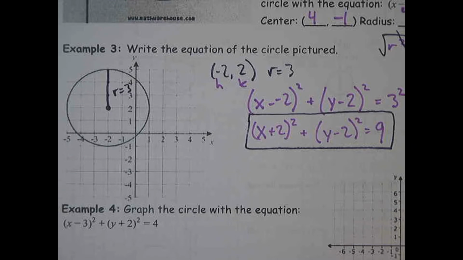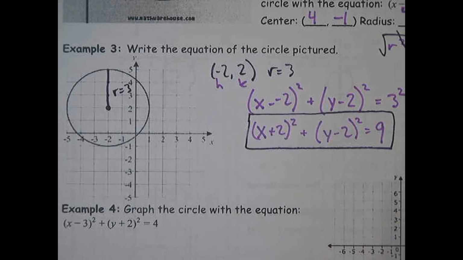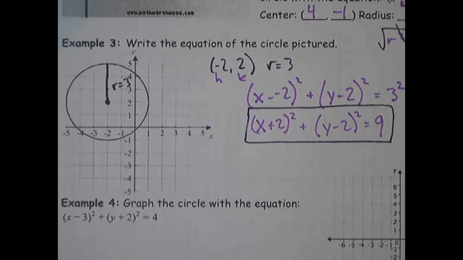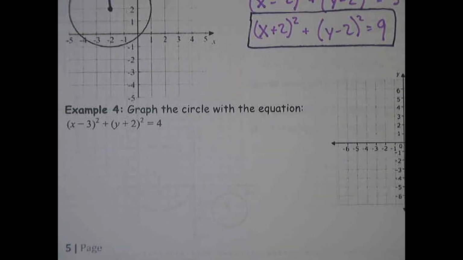Okay. So that's another thing that we can do. If we're given a circle, we can find the center and the radius and use that to make our equation. All right. Last one, example 4. Graph the circle with the equation (x minus 3) squared plus (y plus 2) squared equals 4. So this is a lot like example 2, where we're given the equation. We need to pull the center and the radius from that and use that to make a graph.